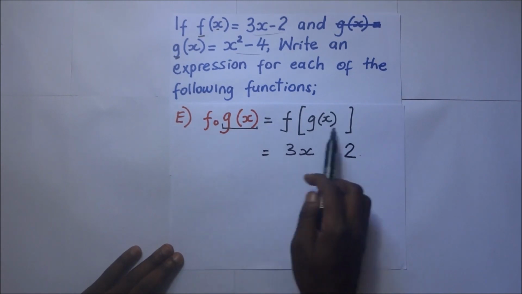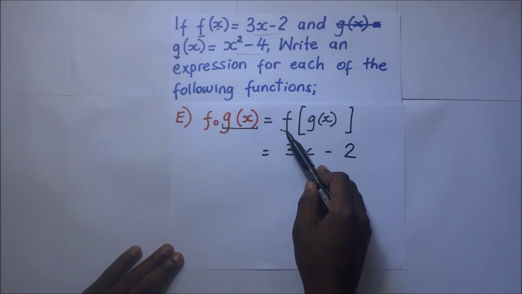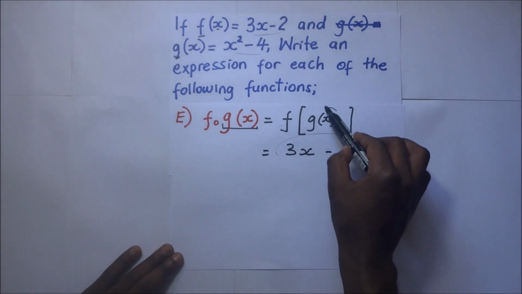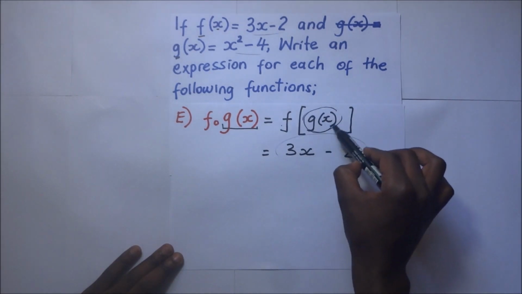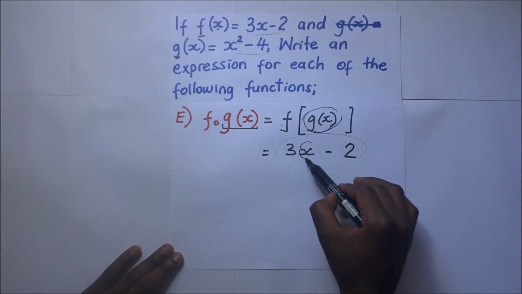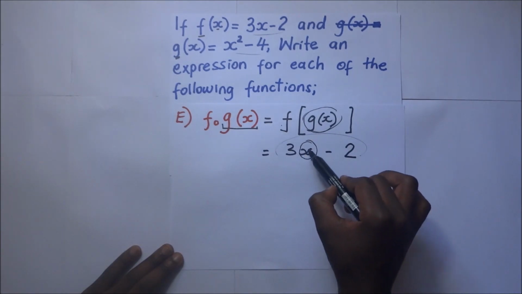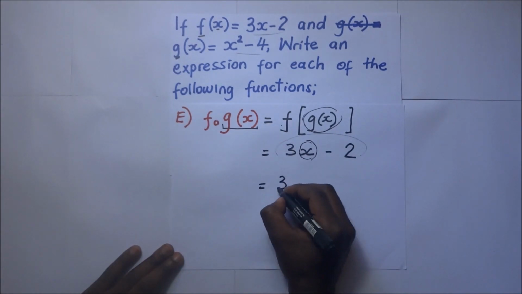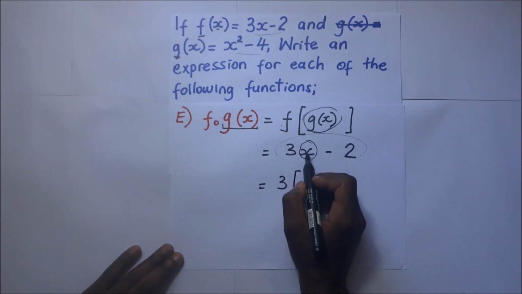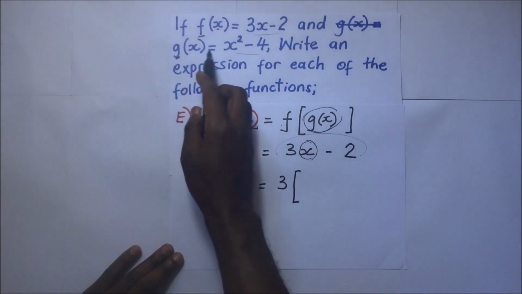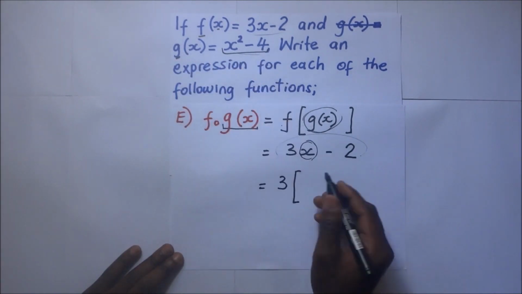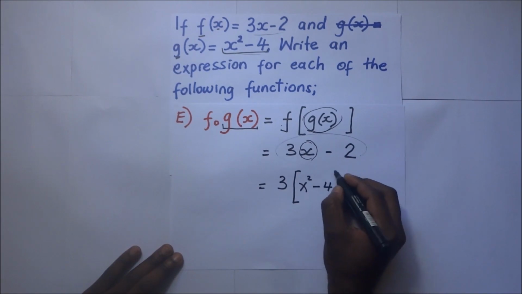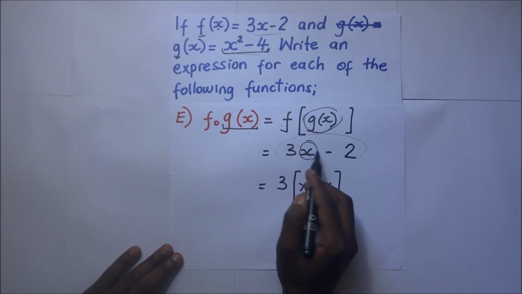And according to this composite function, the input value is another function. So it means that in place of x, we're supposed to put the function g(x). So this is going to become 3 multiplied by, in place of x, we are putting g(x), which is this whole thing, x² - 4. That is what we are putting in place of x, minus 2.